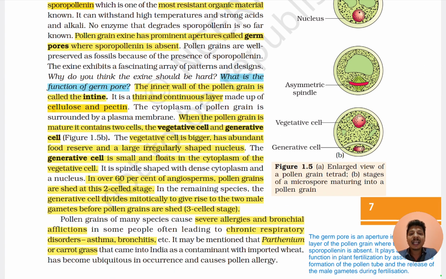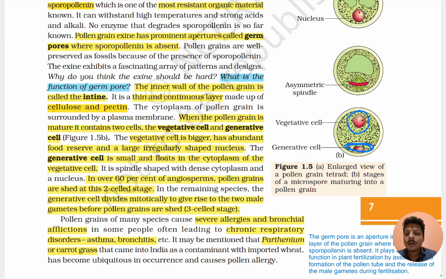Vegetative cell is bigger and has abundant food reserve and a large irregularly shaped nucleus. You can see the nucleus is large and irregularly shaped. Coming to generative cell, it is small and floats in the cytoplasm of the vegetative cell. It is spindle shaped with dense cytoplasm and nucleus. This shape is called spindle shape.